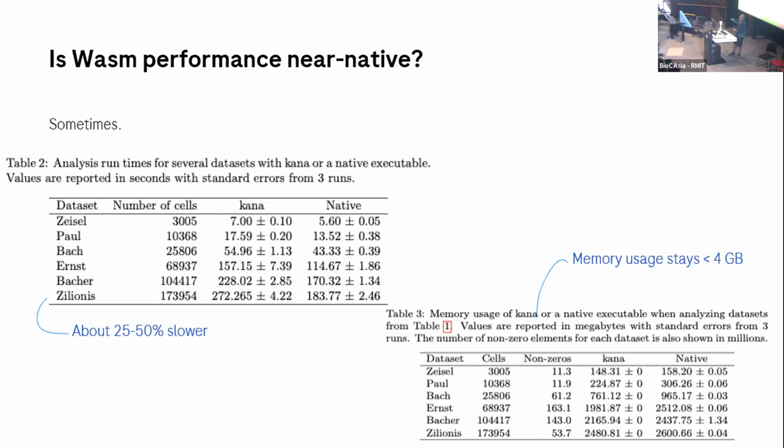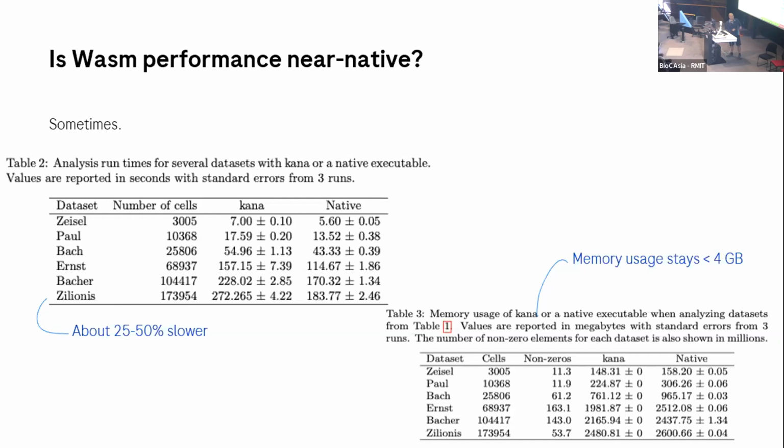So if you compare Kana's timings with the native timings, you'll see that Kana is about 25 to 50% slower. I'm not sure how much of this is due to WebAssembly and how much of this is due to other JavaScript-related inefficiencies. It's not quite near native, in my opinion, because near native is more like 5 to 10% slower. But yeah, it doesn't really matter.